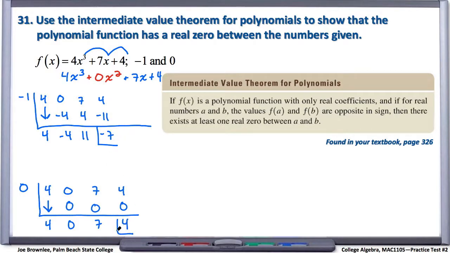So we have a negative and a positive, which means that there is some number between a and b that is a 0 for this polynomial. And that's all they wanted us to do. They wanted us to use the intermediate value theorem for polynomials to show that the polynomial function has a real 0 between a and b. All right, so they were telling us already that yes, there is some number between a and b, but we had to show that there was by using synthetic division. In this case, we got a negative and a positive remainder, and that's what we were looking for.